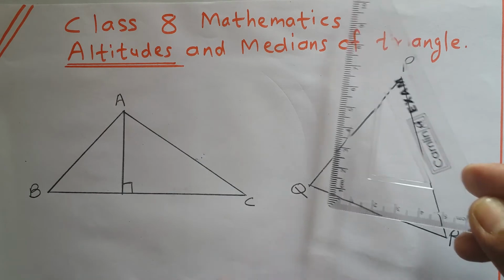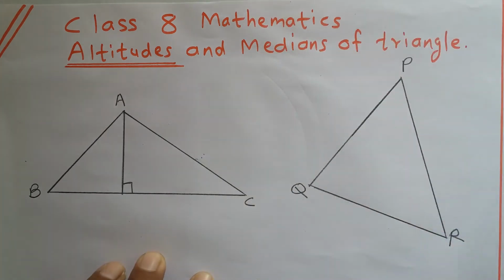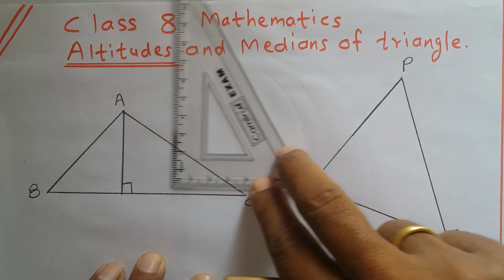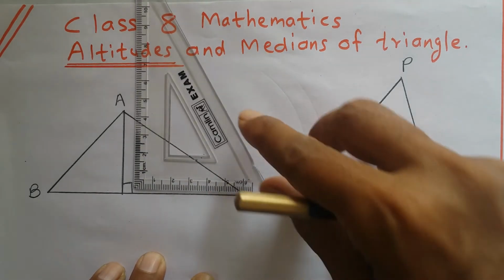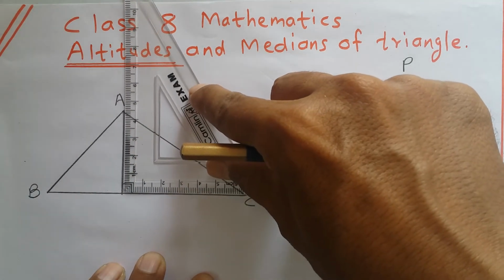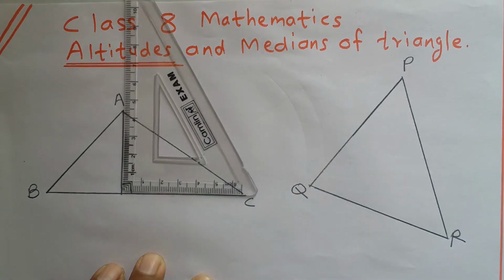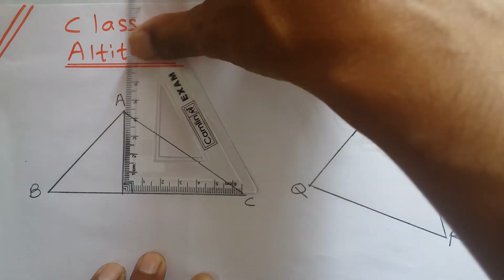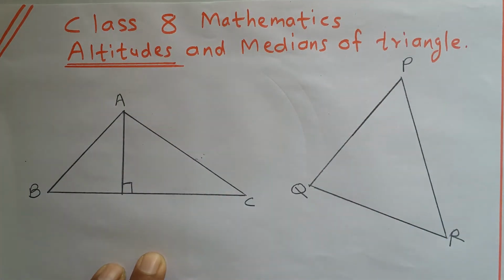A to side BC. In this place, students, how to keep the set square is important. If you keep this set square properly, then it will be easy for you to draw a perpendicular. So don't make any mistake. In this way we have drawn an altitude.